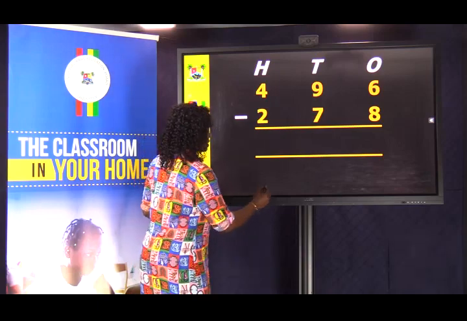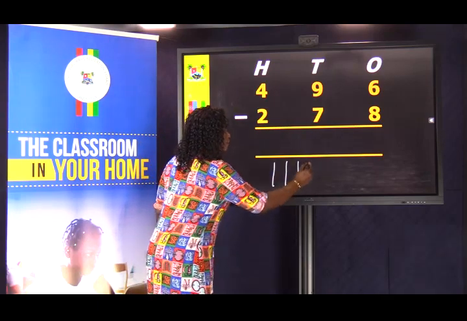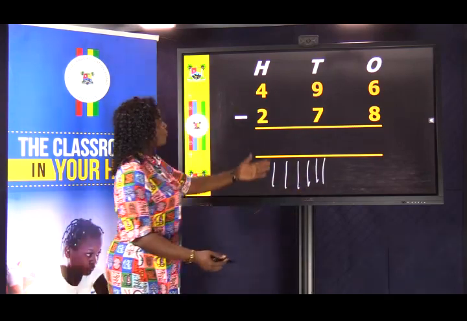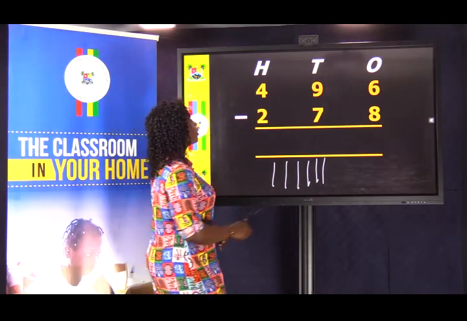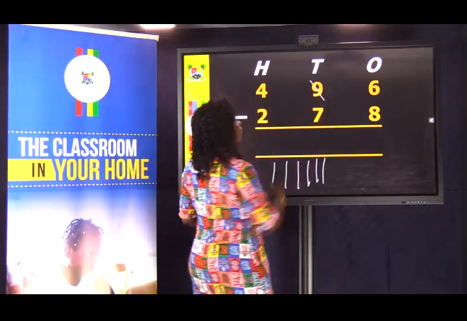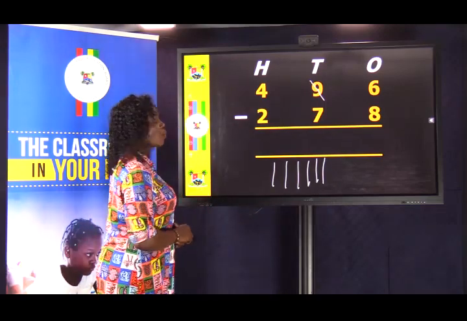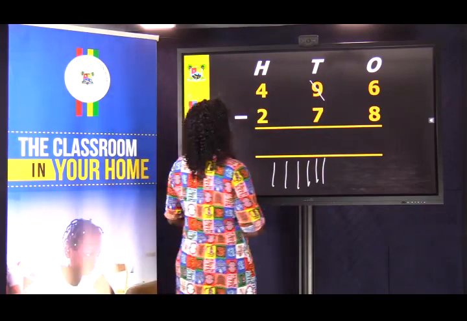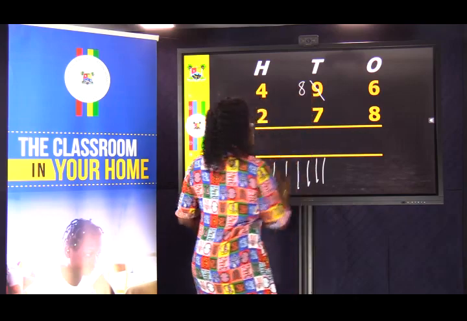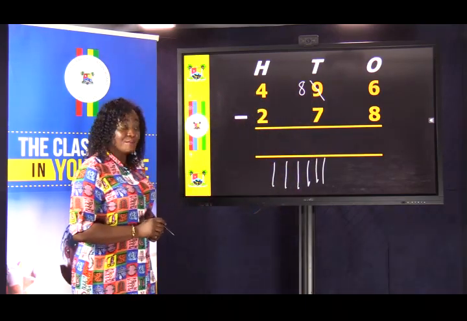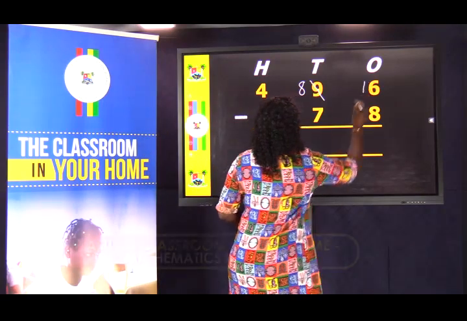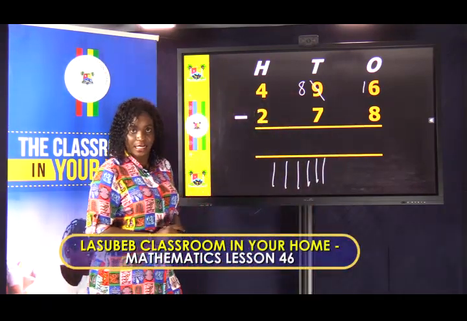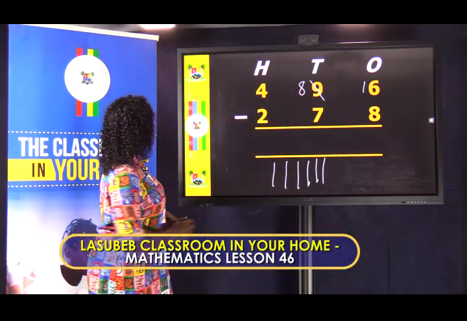So let's count 6. 1, 2, 3, 4, 5, 6. Can we remove 8 from 6? It's impossible. So you go to the next column, which is the tens column, and borrow 1. You borrow 1 from 9. 9 will remain 8. You write it down immediately. The one which you have borrowed, you write it beside your 6 to make 16. Are we together? Yes, together we are.